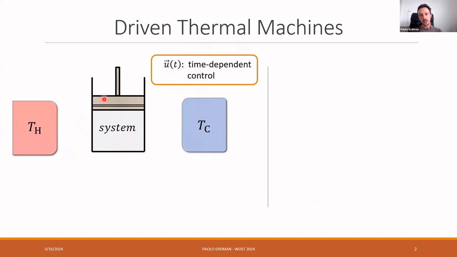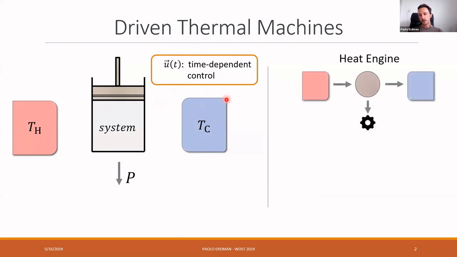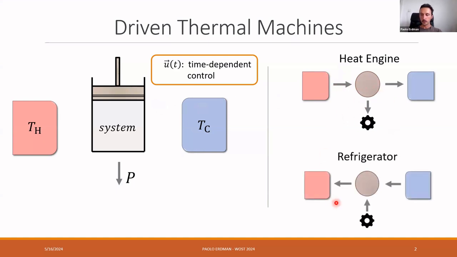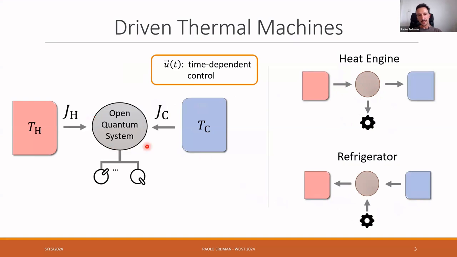So for example, if this control is the position of the piston, by acting on the control, we can exchange work. And in particular, I would then consider the heat engine application where we want to extract work from a temperature difference, and the refrigerator where the aim is to extract heat from a cold bath by putting work into the system. And of course, since this is a quantum thermodynamics conference, we'll replace the classical system with some open quantum system. And the control will be some local control on the quantum system.